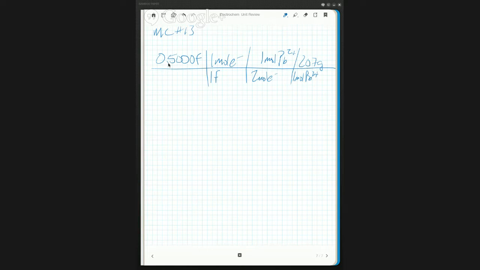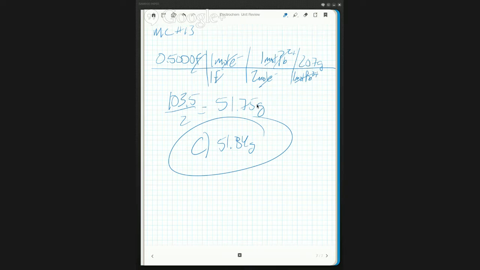So we do this: 0.5 times 207 is basically 103.5. Oh, by the way, the Faradays cancel, the moles of electrons cancel, the moles of lead cancel. So 103.5 divided by 2 would give you about 51.75 grams, something like that. And when you look at your answers, C is closest with 51.84 grams. So that's how you do multiple choice number 13.